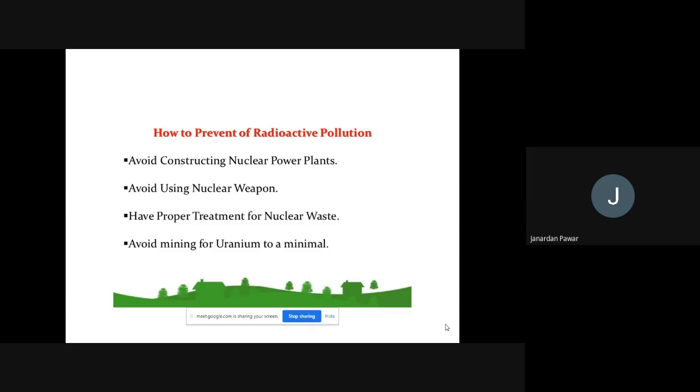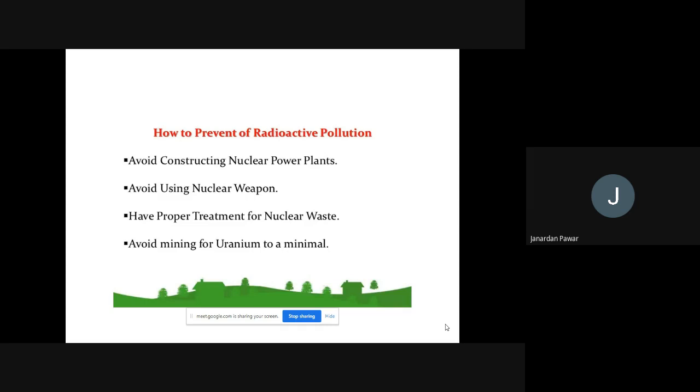And the next one is avoid mining of uranium, or keep it to a minimum. If we minimize the activities of uranium mining, then we will not have any hazard or problem of radioactive pollution. This is what we expect as far as prevention measures of radioactive pollution are concerned. So this is for prevention activities.